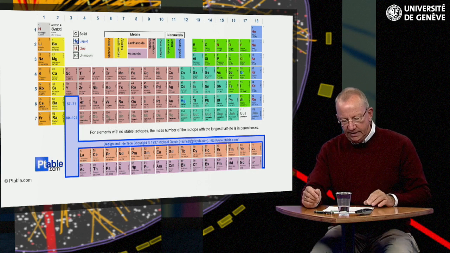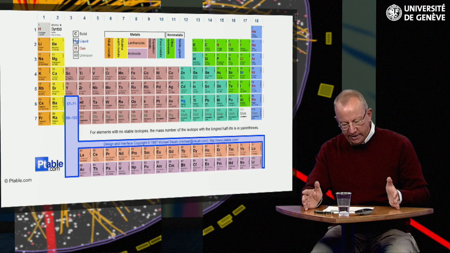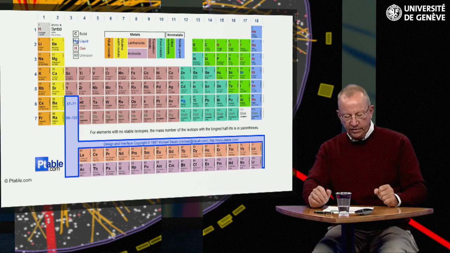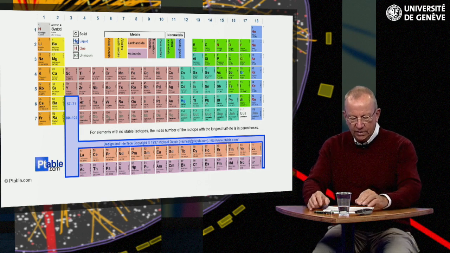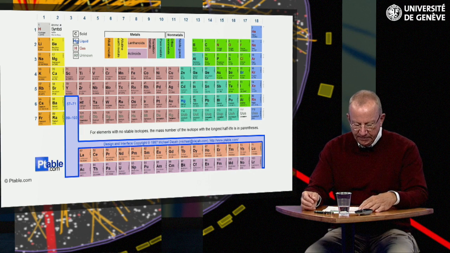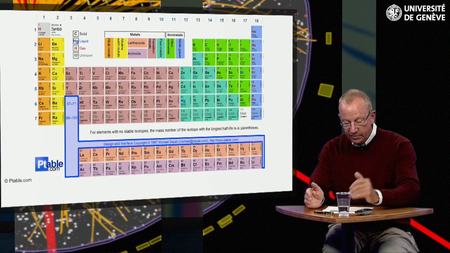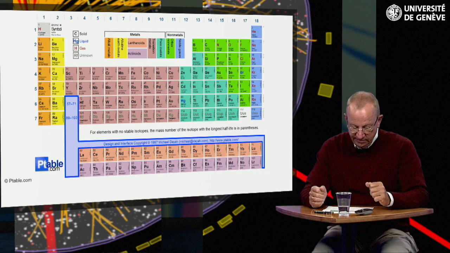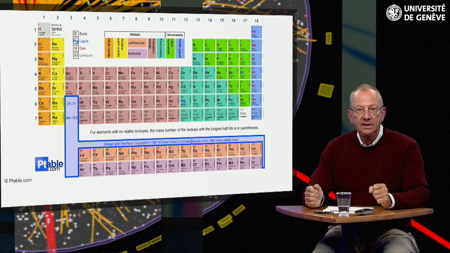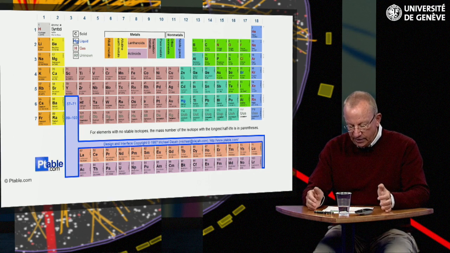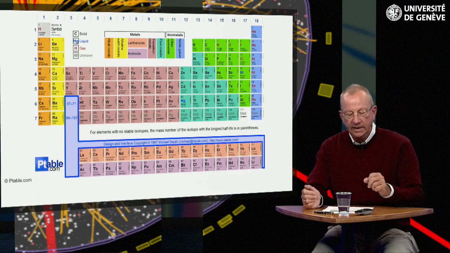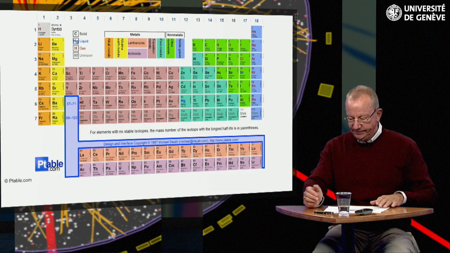Nuclei can also be excited to higher states, keeping the number of protons and neutrons constant. These are called resonances or isomers. And nuclei with the same number of nucleons but a different number of protons are called isobars. They have roughly the same nuclear mass. Examples are carbon-12 and boron-12, which both have 12 nucleons.